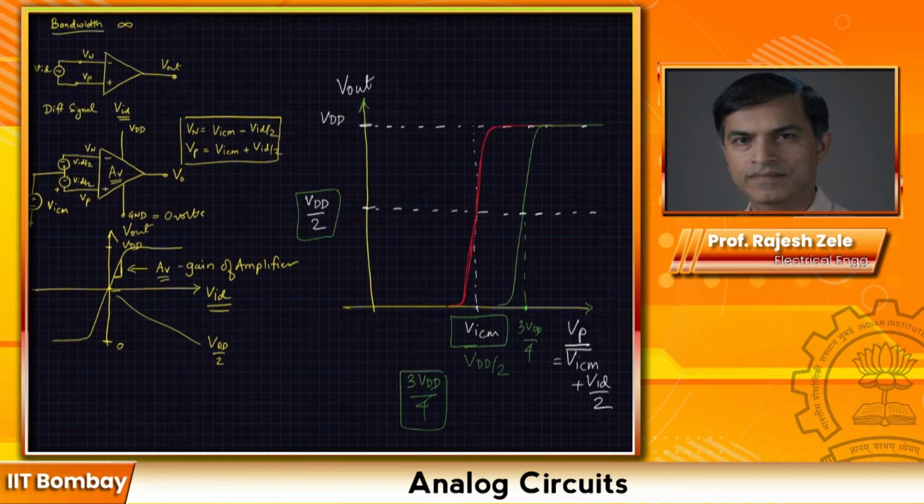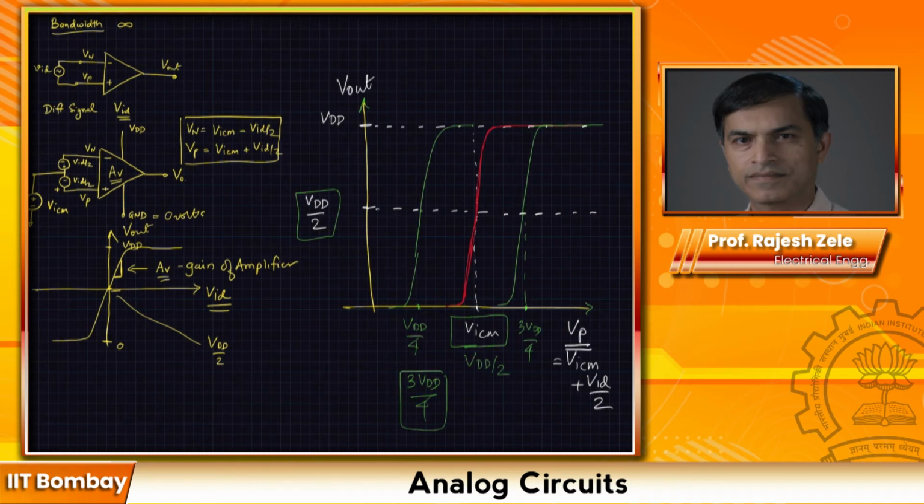In case we choose a different VICM value over here, let's say VDD divided by 4, then also you would see transfer characteristics that would look something like this. Let me redo that. Something like this.